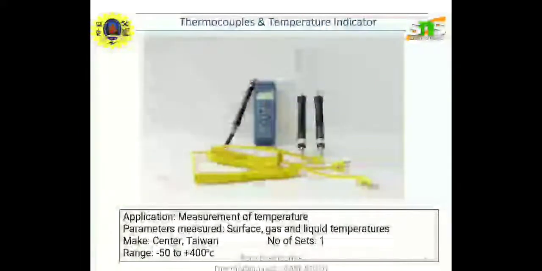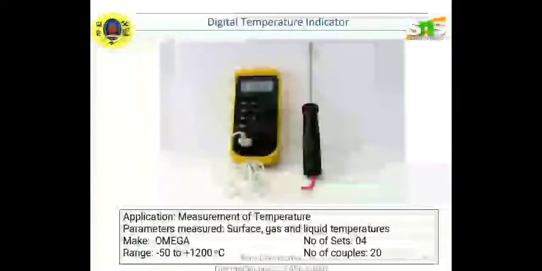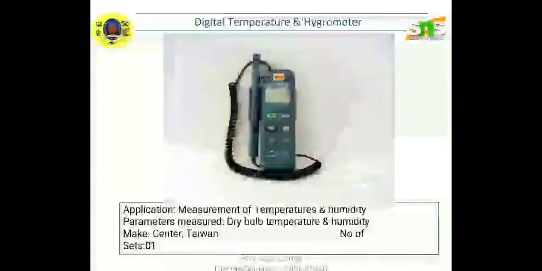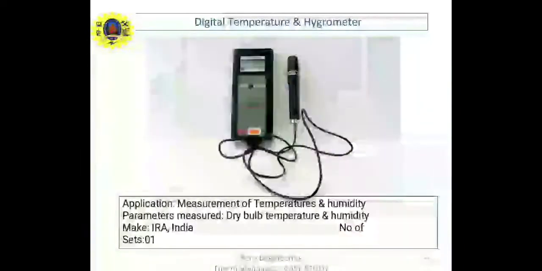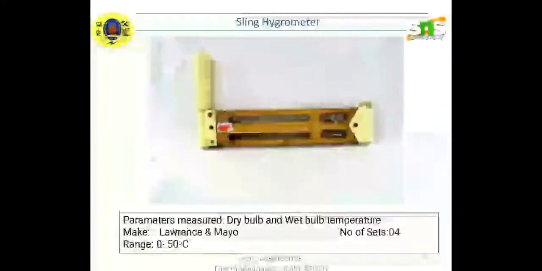And thermocouples are used for measurement of temperature. The minus 15 to 400 degrees Celsius range can be measured with these thermocouples and thermometer indicator. The digital temperature indicator is used for measuring temperature, and the range is minus 50 to 1200 degrees Celsius. It's a digital temperature and hygrometer for dry bulb temperature and humidity, made in Taiwan. Then the sling hygrometer is used for measuring dry bulb and wet bulb temperature. Range is 0 to 50 degrees Celsius.